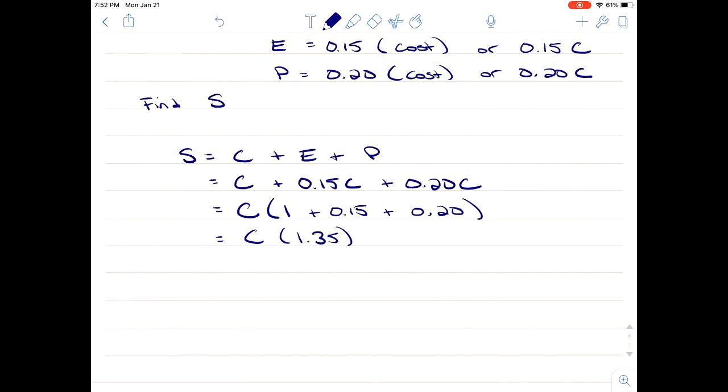Because here we've got 1C, an invisible C. So here it's being multiplied by 0.15 and 0.2. Here the coefficient is technically 1. So that's the one that follows us into here. But now that we only have numbers in here, we can collect them.